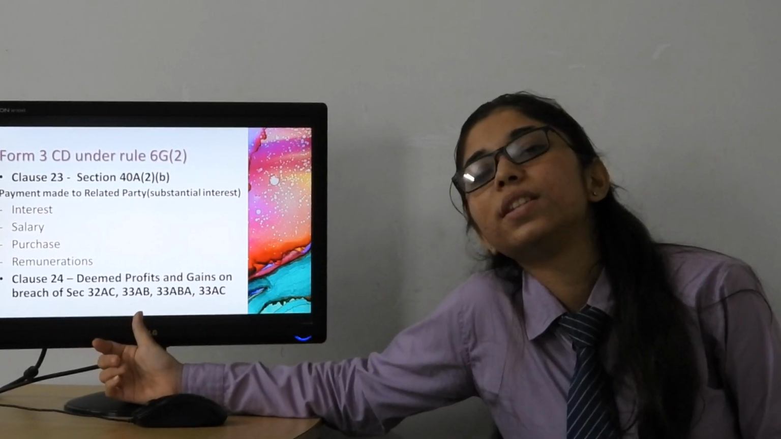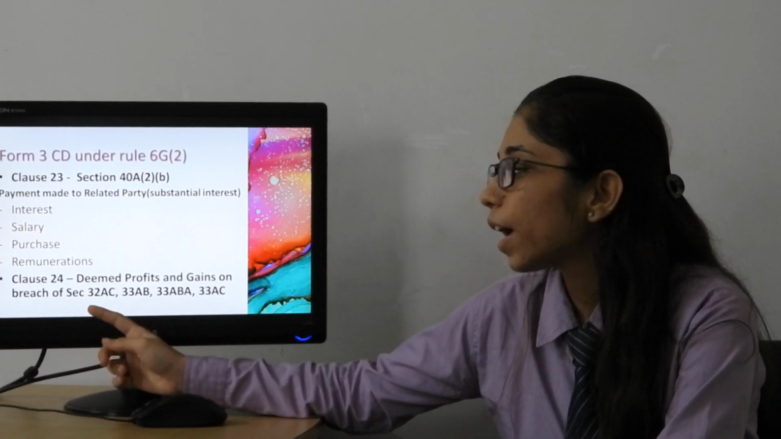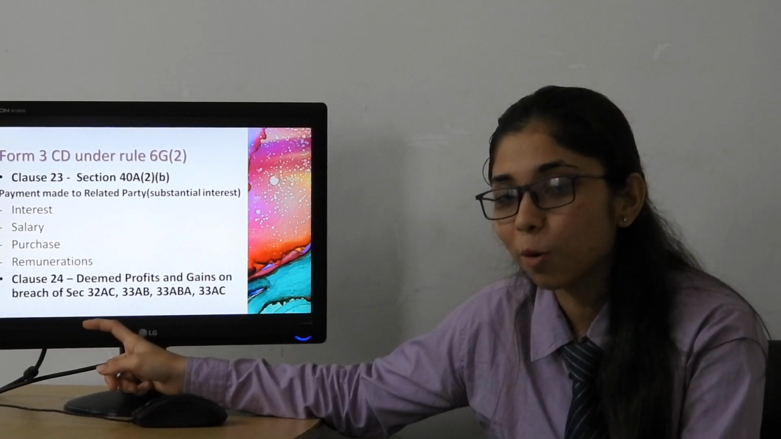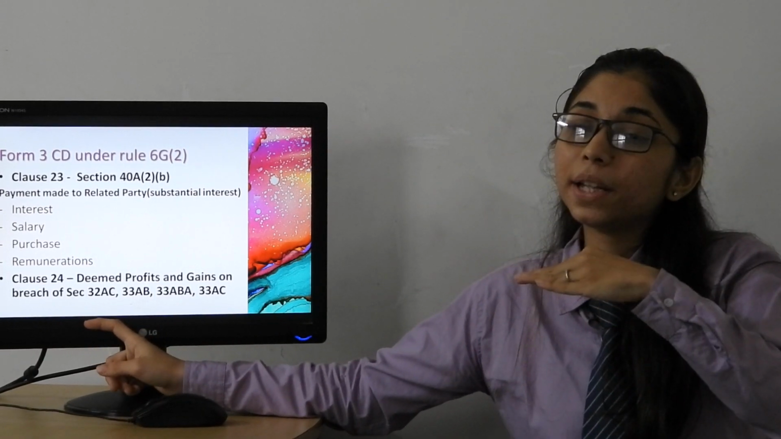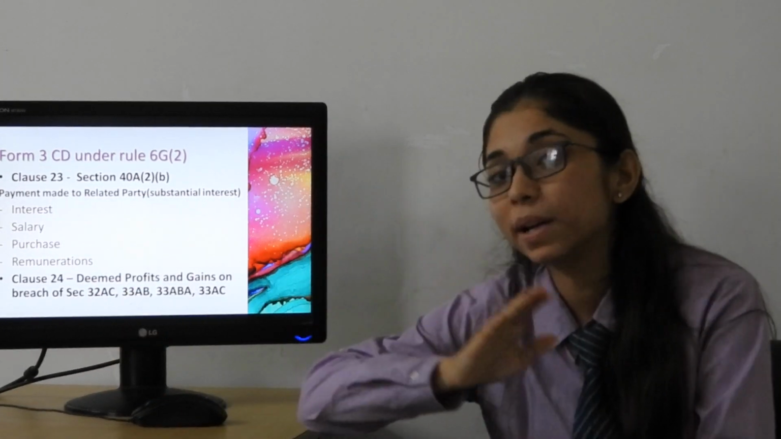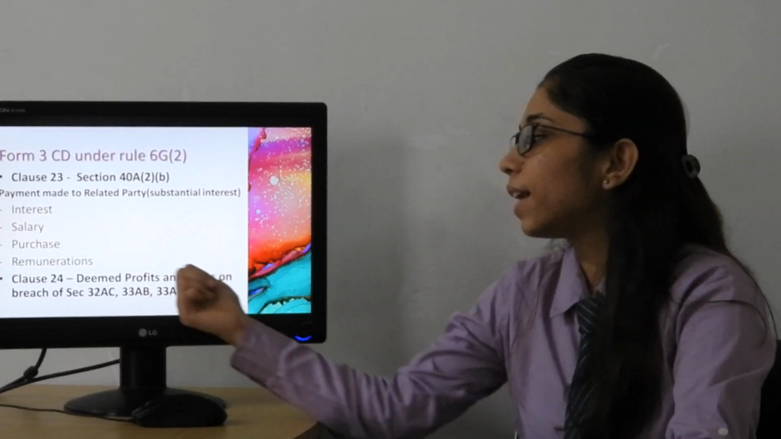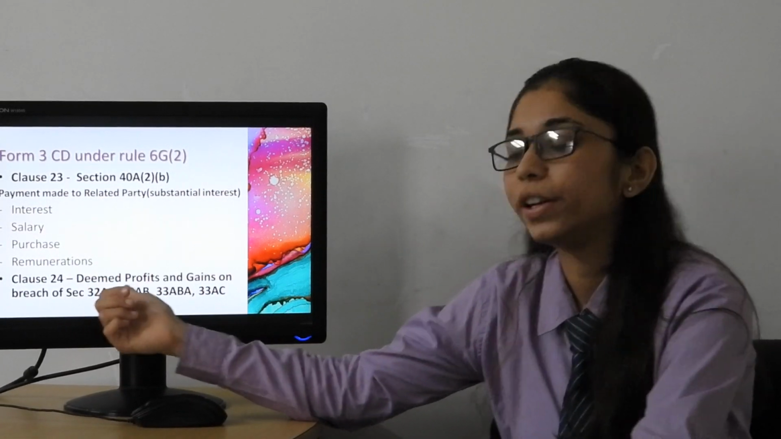Next, clause 24, deemed profits on breach of section 32A and all. These sections we have discussed earlier in clause 19. There we have said that expenditure is allowed, but what if the lock-in period and the conditions have not been satisfied? Such expenditure allowed would be converted again into deemed income, and that we need to show under clause 24.